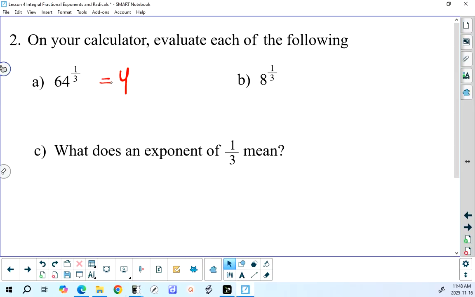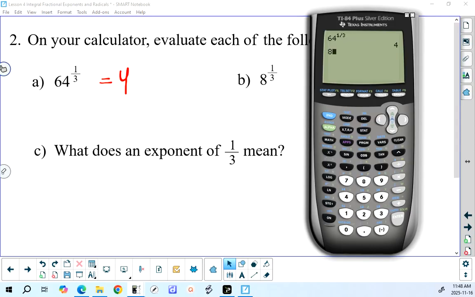What about 8 raised to the 1/3? 8 raised to the bracket 1 divided by 3, end bracket, gives me 2.